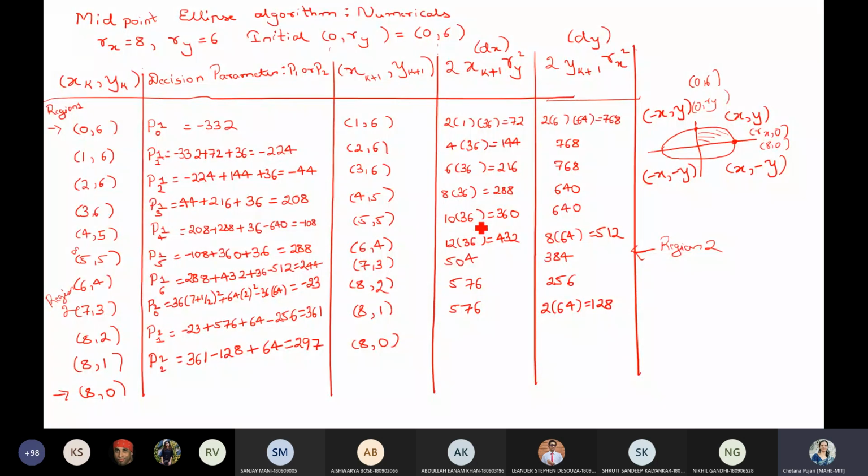Okay, so this is how we can solve the numericals for the midpoint ellipse algorithm. If you want more examples, you can just change the values of rx and ry. Now I have given 8 and 6. You can try 2, 4, 3, 4, 4, 3, something like that. You can try and you can get the solution. Okay, any doubt?